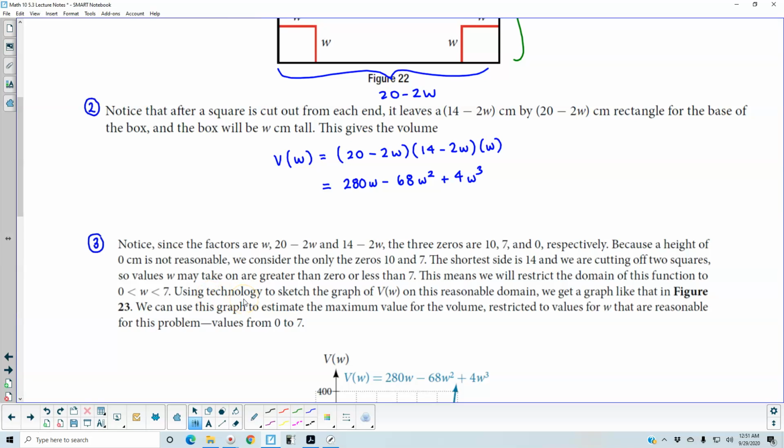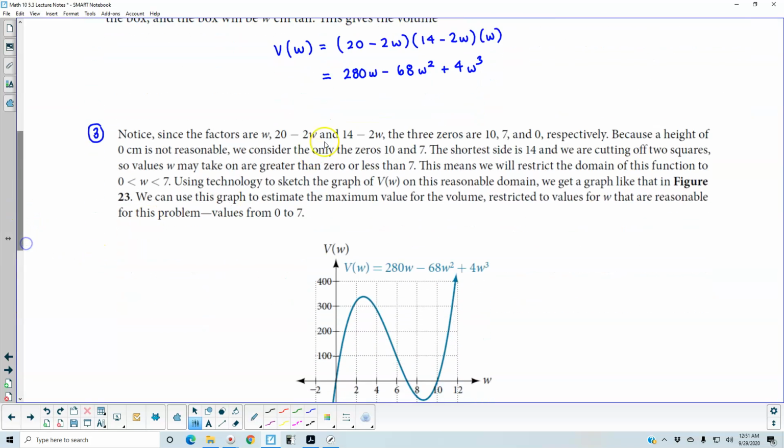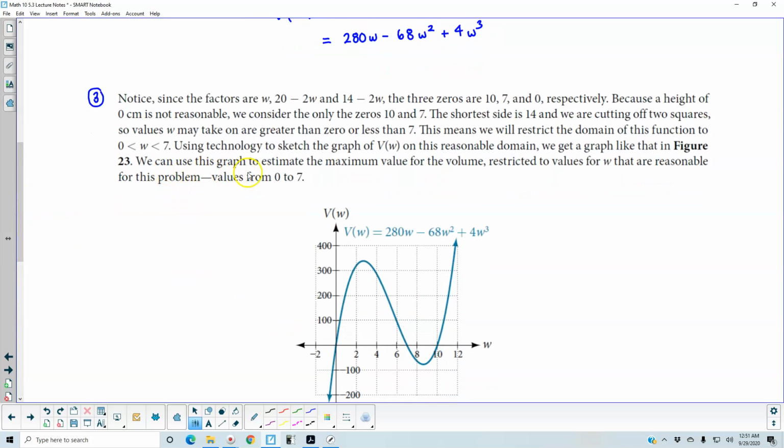Now, by using a graphing tool to sketch the graph of that function on this reasonable domain, we get a graph like that in figure 23. So we can see here that we can use this graph to estimate the maximum value for the volume, restricted to values for w that are reasonable for this problem, values 0 through 7. So we want to know, what is the maximum value here? What is that maximum value?